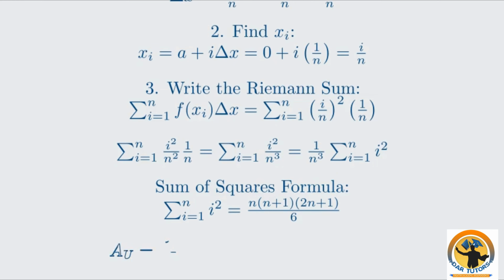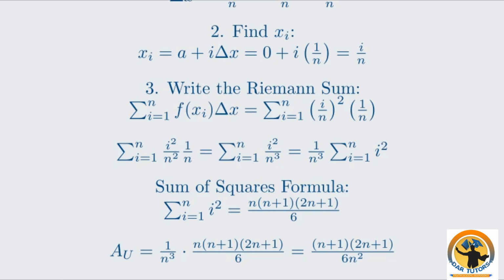Substituting this formula into our expression, we get 1 over n cubed times n plus 1 times 2n plus 1, all over 6. We can cancel 1 n from the numerator and denominator, leaving us with n plus 1 times 2n plus 1 all over 6n squared. This expression gives us the area of the upper sum for any number of rectangles n.